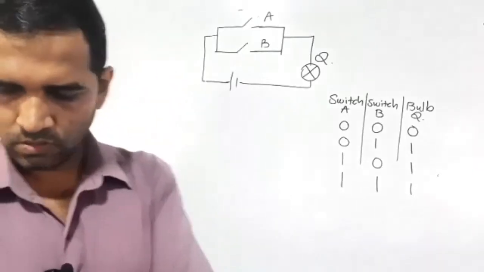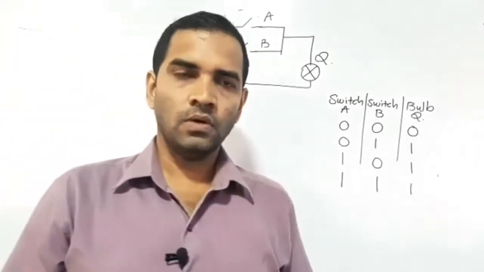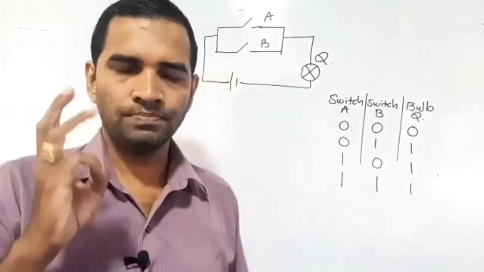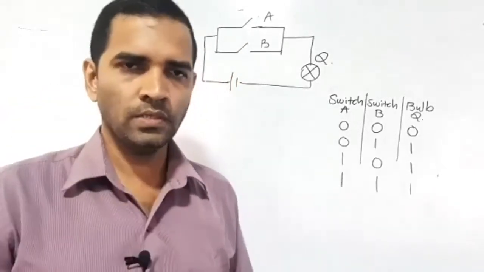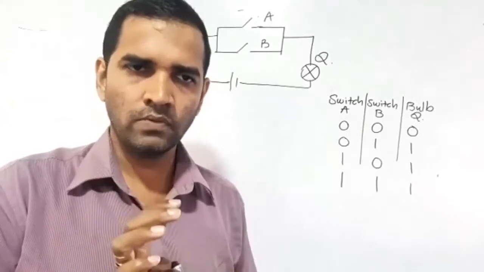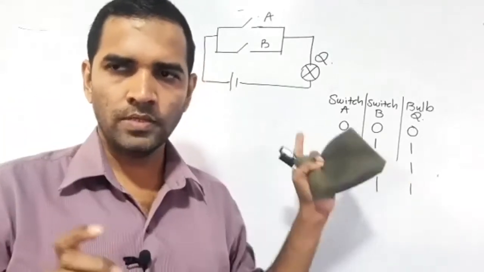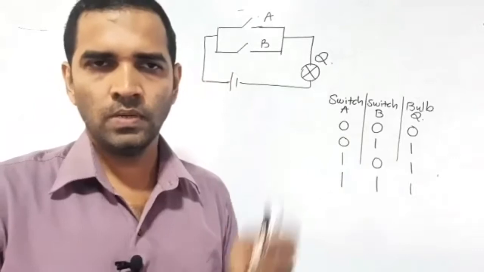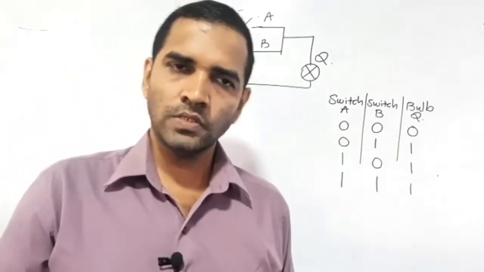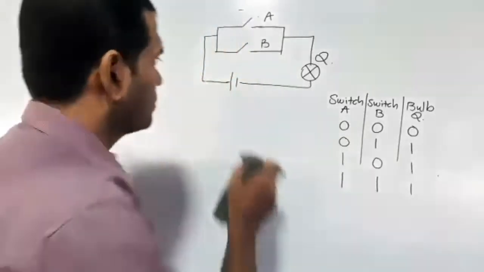Okay, right. So this is about the OR gate. We have taken all the three things about the OR gate, started from the symbol, then the truth table, finally the simple electric circuit to describe the function.